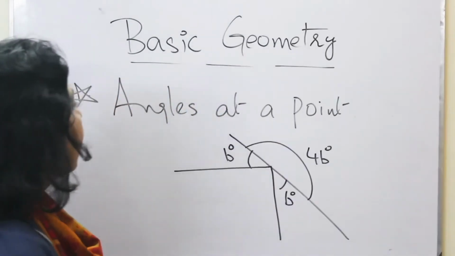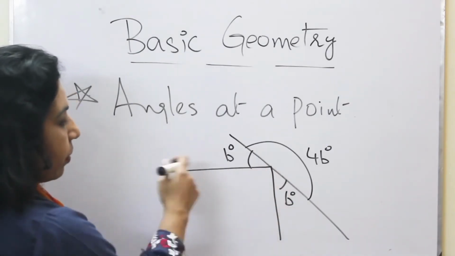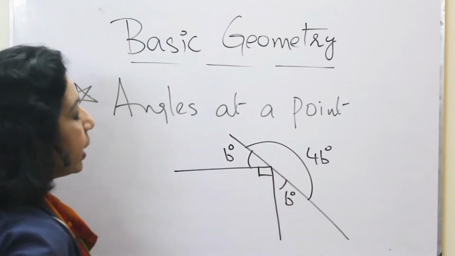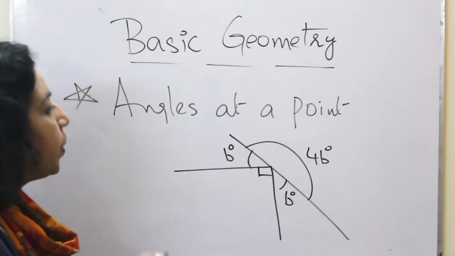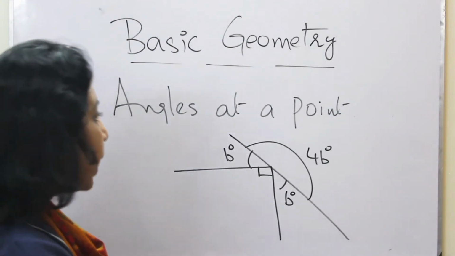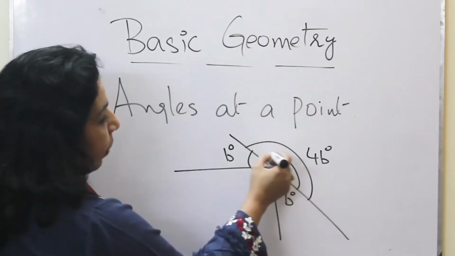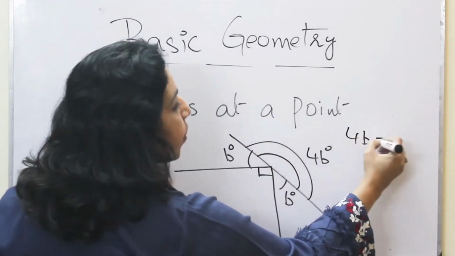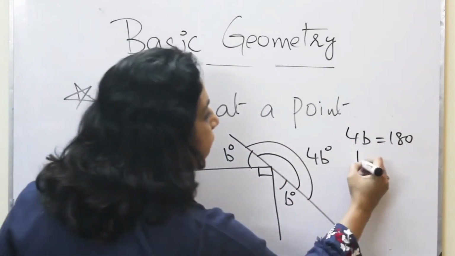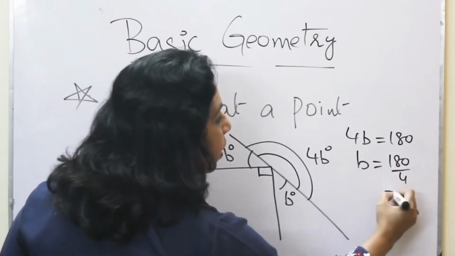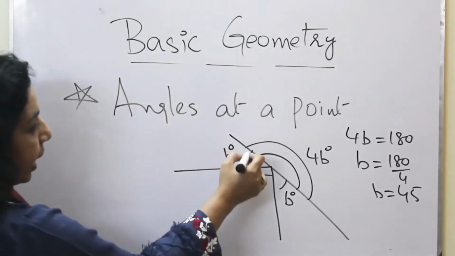We have 4B plus B plus B, and this is a right angle, so this is 90. The sum of these angles is 360. You can adopt 2-3 ways in this question. We can adopt different ways in different questions. Like here you can have 4B equals 180, that is, this is a straight angle. So 180 over 4, 45 degree. One way.